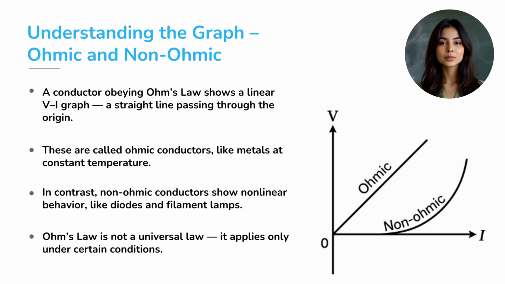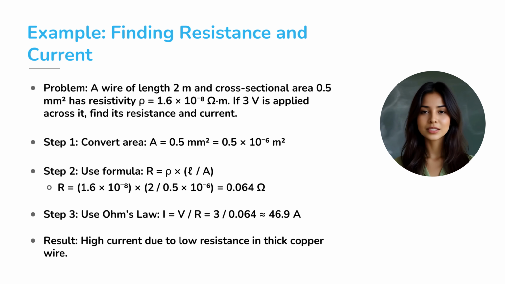But some materials behave differently. For example, in a filament bulb, as temperature rises, resistance increases. In a diode, current flows only in one direction. In these cases, the voltage-current graph is curved, and these are called non-ohmic conductors. The diagram shows two curves, a straight one for ohmic conductors and a curved one for non-ohmic devices like bulbs or diodes. Let's apply Ohm's law in a practical problem.